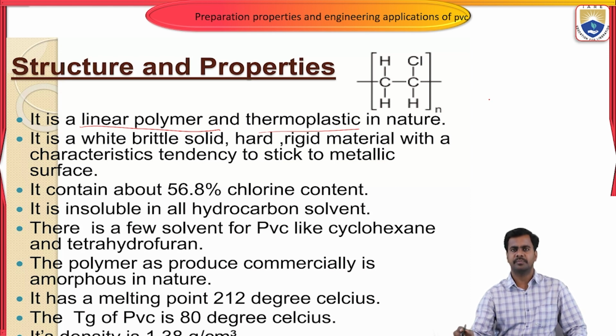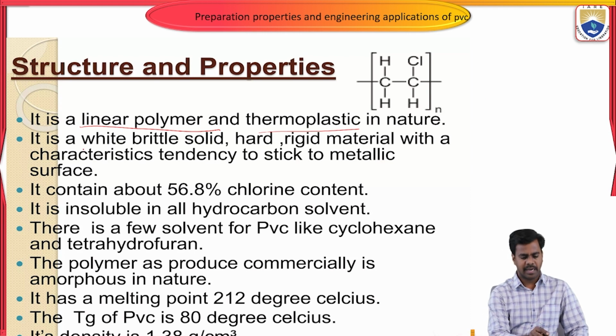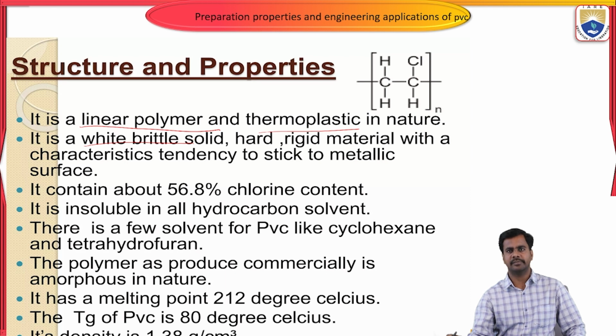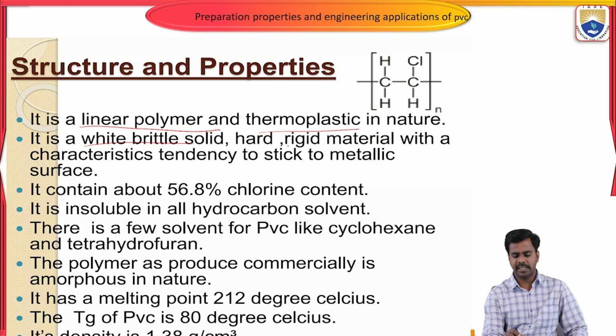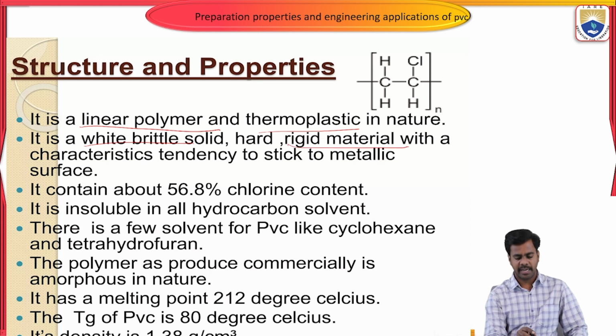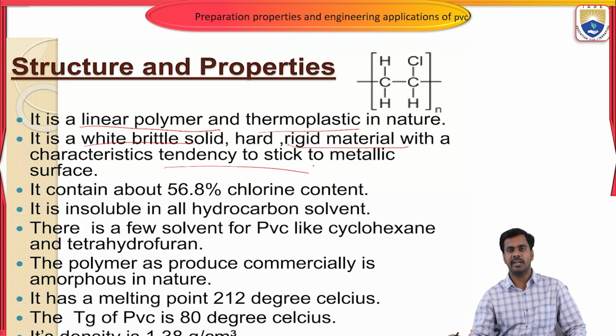The polymer can remold itself by either cooling or heating. That property is known as thermoplastic property. And it is a white brittle solid. Brittle means more hard. And rigid material with a characteristic tendency to stick to metallic surfaces.